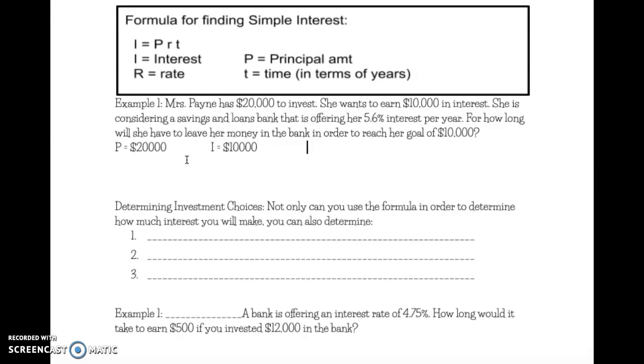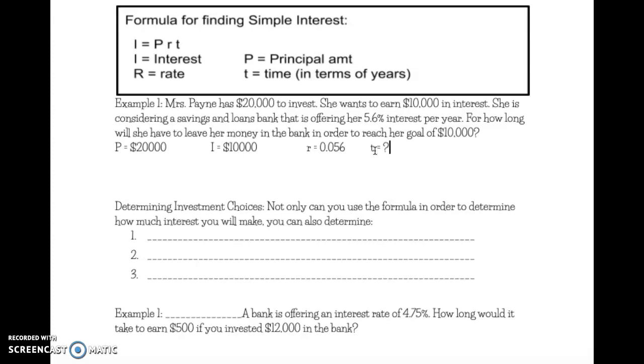It says she is considering a savings and loan bank that is offering a 5.6% interest rate per year. Immediately, it doesn't say rate, but I know it's a percentage, so it's going to be a rate. But even though it's 5.6%, we can't calculate with that. So remember back to our decimals and percents unit, we have to turn that into a decimal. We move it 2 places to the left. So 5.6% becomes 0.056.